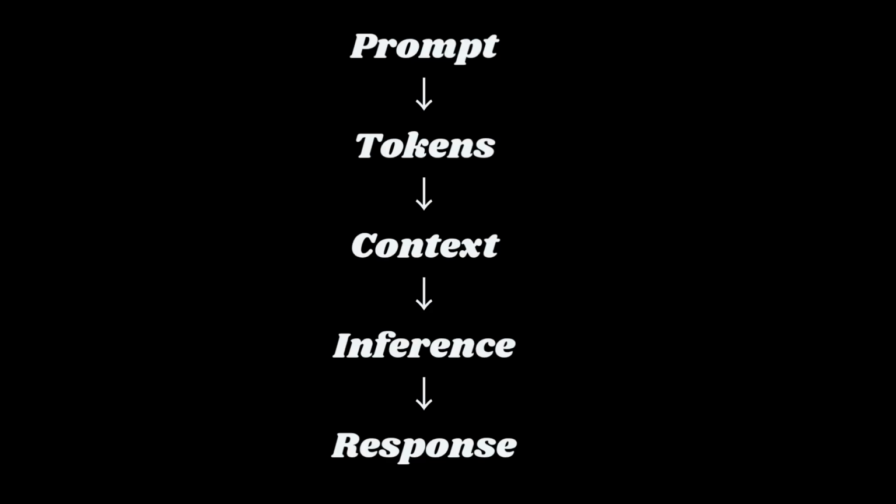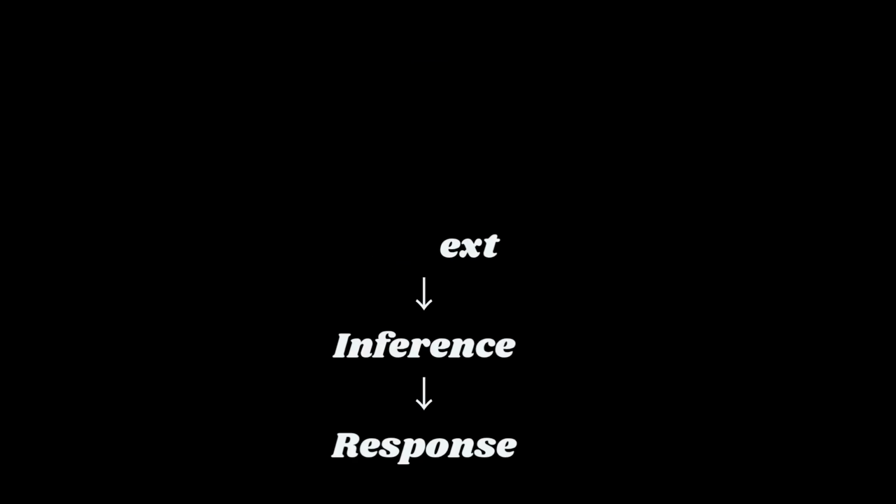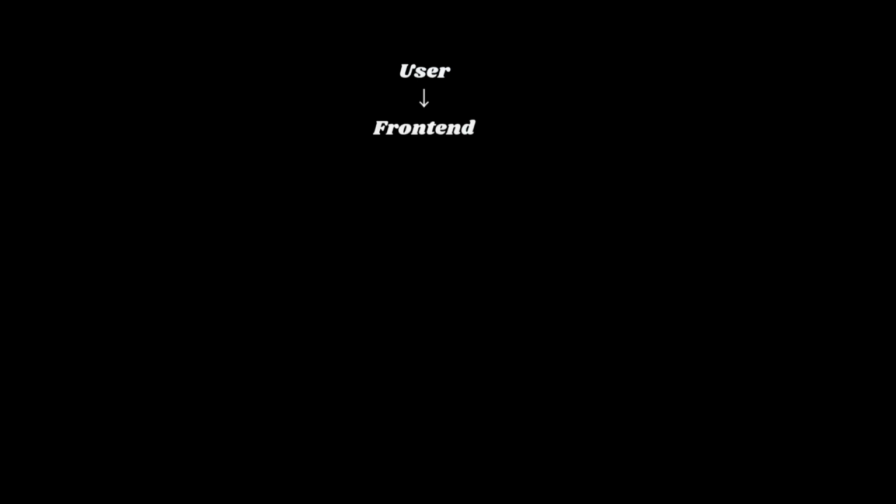So from prompts to tokens to context to inference and the response, everything else we're going to study happens inside these boxes only. So your task is to keep this pipeline in mind because this is basically the foundation of all our modern AI products. Now let's connect this to how ChatGPT actually works.